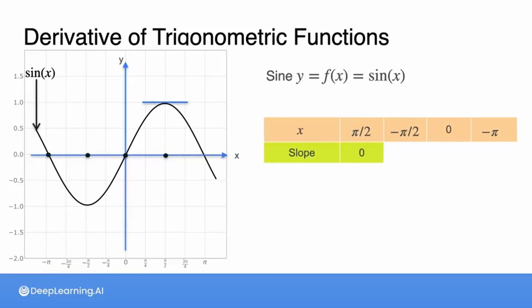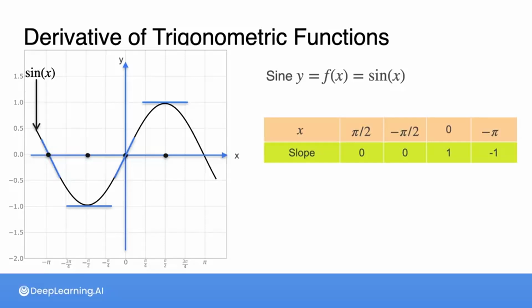So the slope at pi over 2 is 0. The slope at minus pi over 2 is 0. The slope at 0 is actually 1. And the slope at minus pi, it's going to be minus 1. That's the one on the left.